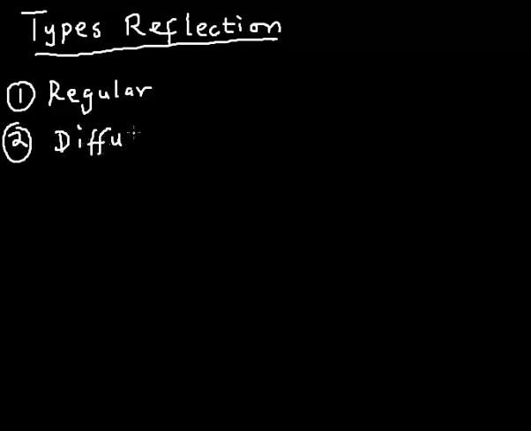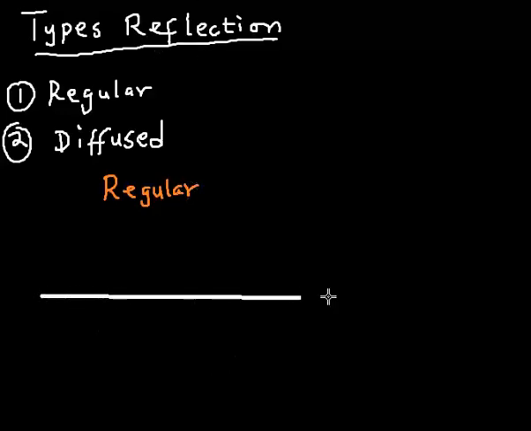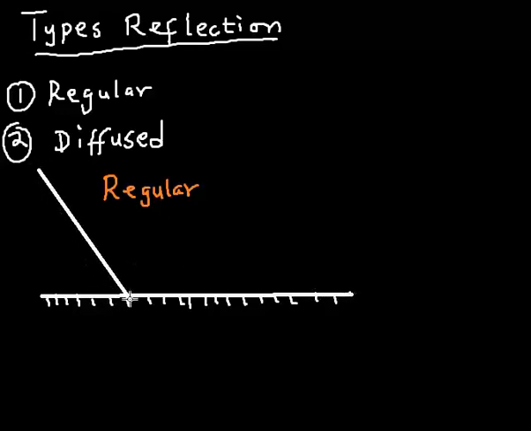So what is the difference between these two? A regular reflection occurs at a smooth surface. When the reflection occurs at a smooth surface, then it's said to be regular reflection. For example, this is a smooth surface. So reflection of light at a smooth surface is regular reflection. Of course, once that reflection occurs, let's use this as the incidence beam of light.